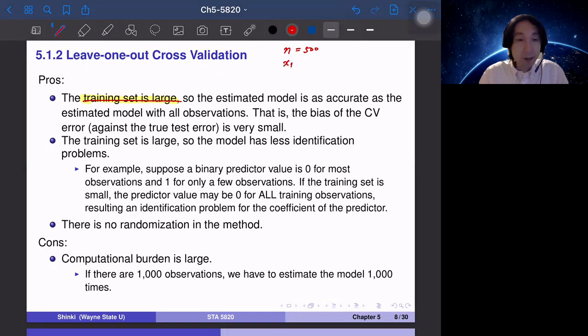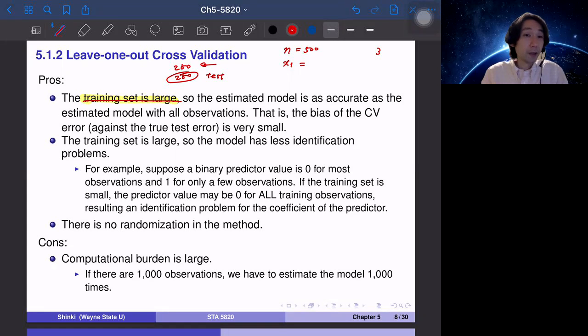Suppose X1 is the variable indicating the swimming pool. Suppose that we only have 3 observations out of 500 houses which have a swimming pool. Then if you have 250 observations as a training set and 250 observations in a test set, maybe all 3 observations with the swimming pool are in the test set. Then, of course, we cannot evaluate the effect of the swimming pool in the training data set.